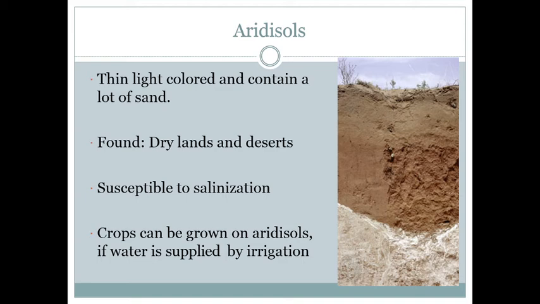And what causes salts in the water supply? Of course, we have flooding of the land by seawater, and then we have also brackish groundwater moving through the soil. Things like that. So aridisols, crops can be grown on aridisols if water is supplied by irrigation. So it is still good if the area is irrigated.